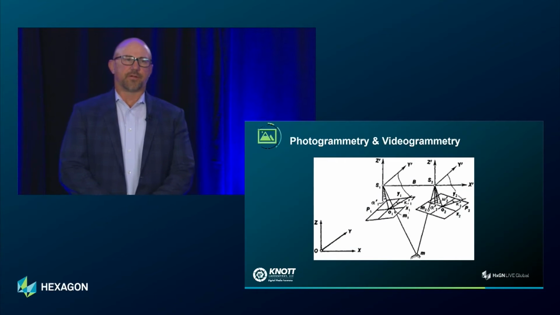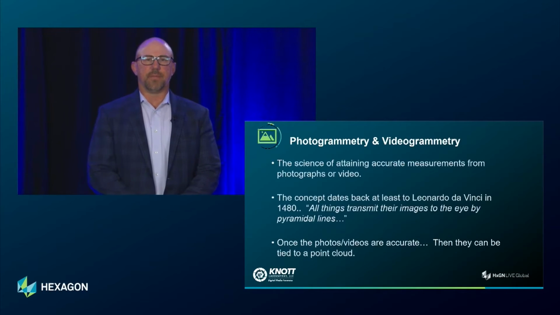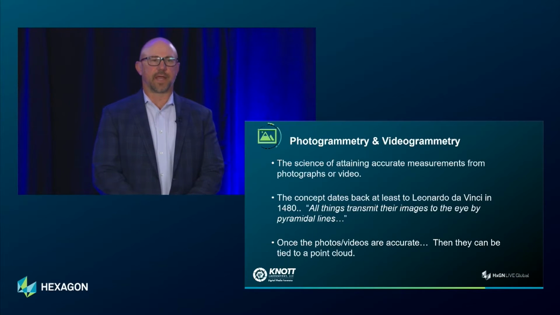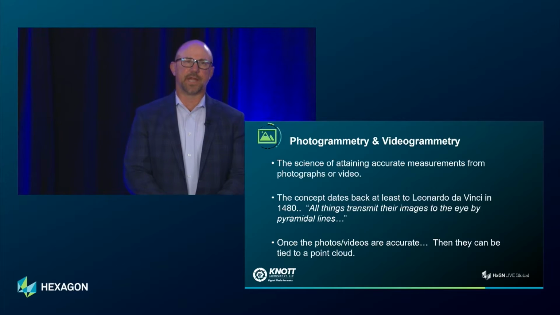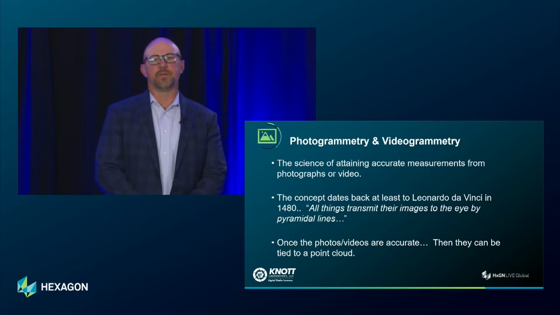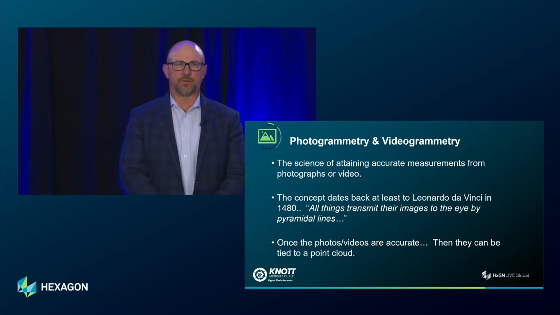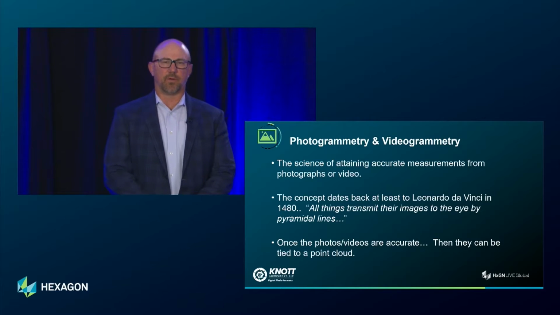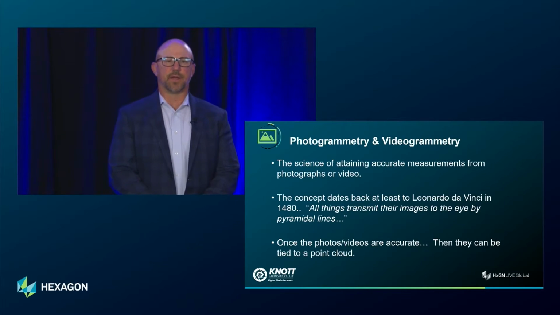So photogrammetry, videogrammetry, is the scientific measurement, or the science of attaining accurate measurements from photographs or videos. The concept dates back to at least Da Vinci when he was referencing it in 1480. "All things transmit through image of the eye by pyramidal lines." That's the lines that come in as you think about perception away from you. There's angles that come into your eye.